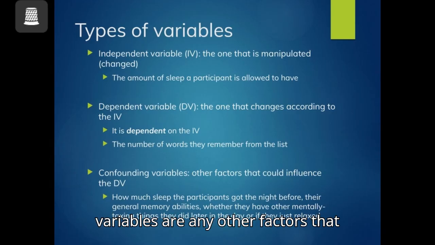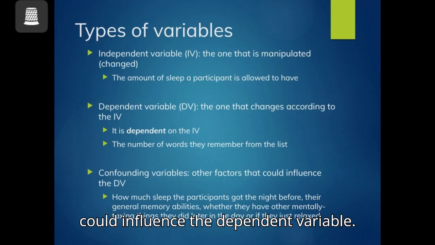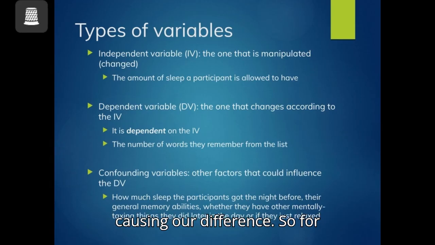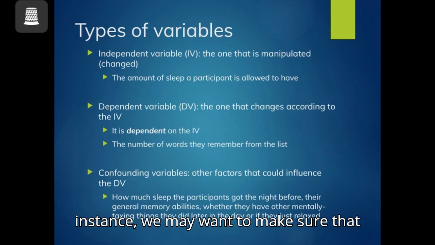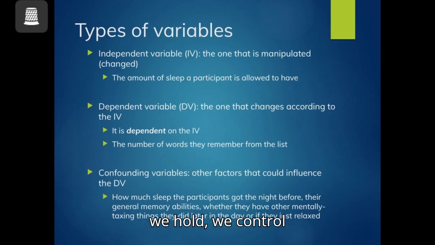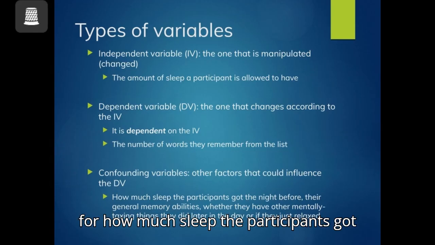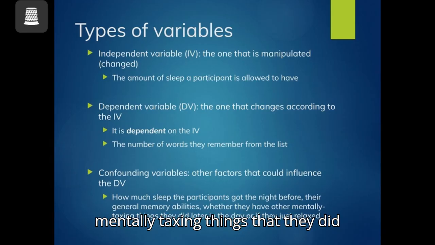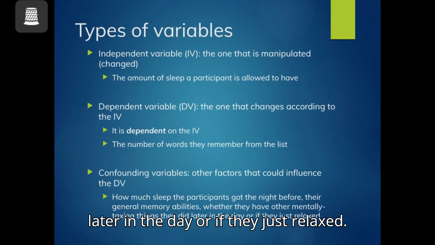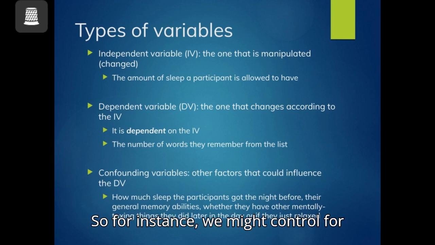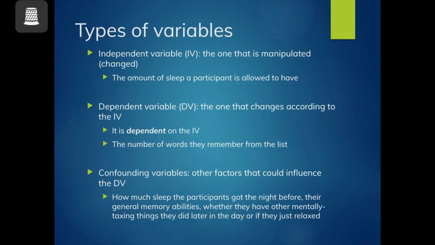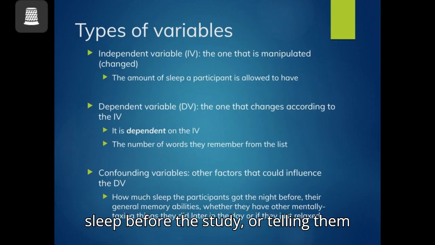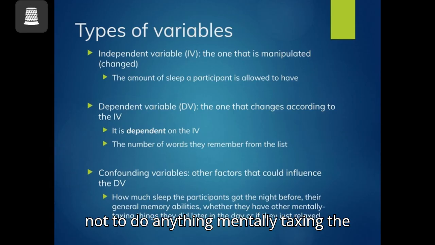The confounding variables are any other factors that could influence the dependent variable. These are other things that could be causing our difference. So for instance, we may want to control for how much sleep the participants got the night before, their general memory abilities, and whether they have other mentally taxing things that they did later in the day or if they just relaxed. We might control for this by telling all of our participants to make sure that they got a really good night of sleep before the study, or telling them not to do anything mentally taxing the next day.